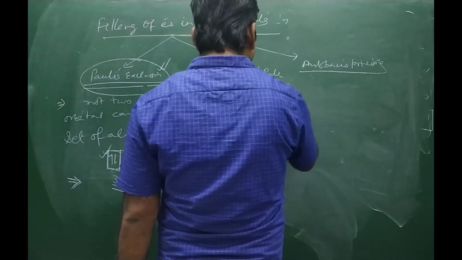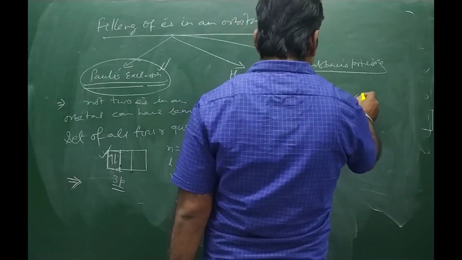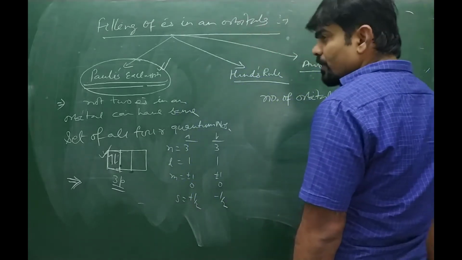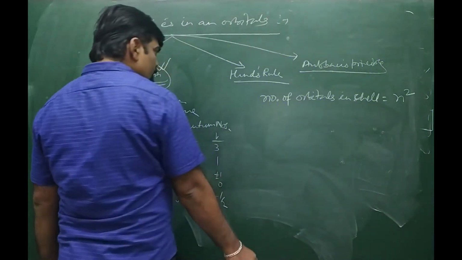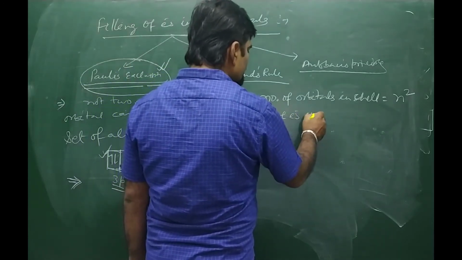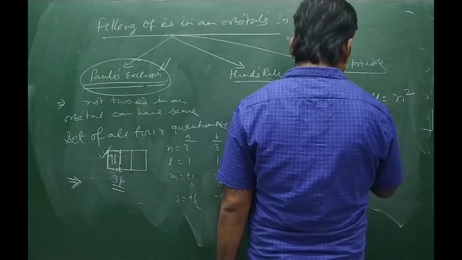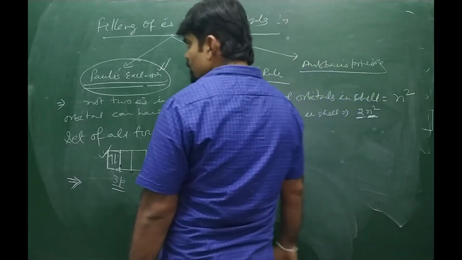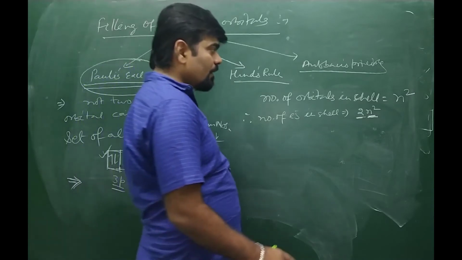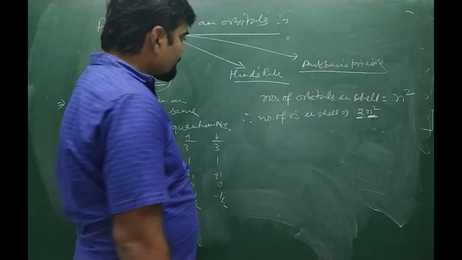If you want to calculate the number of orbitals in a shell, the number of orbitals in a shell is equal to n square. Hence, the number of electrons in a shell, by the Bohr-Bury scheme, is equal to 2n square, because each orbital will have 2 electrons. So n square is the number of orbitals in the shell, and each orbital has 2 electrons, so the number of electrons will be 2 into n square.